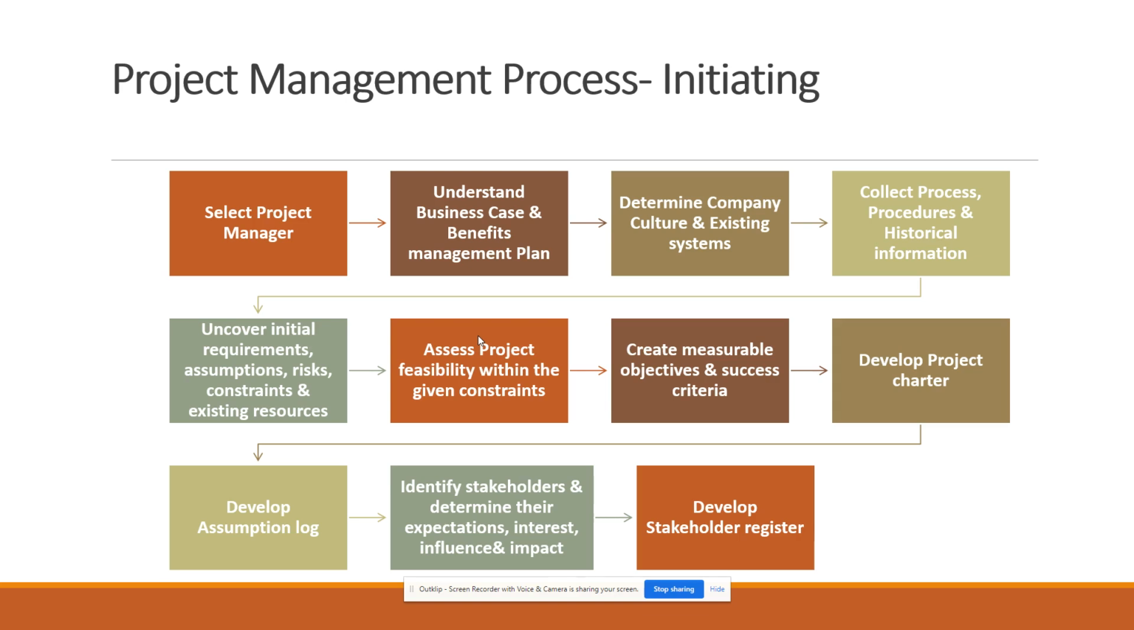The next thing is the historical information he needs to collect. That is OPA, organizational process assets. Those things he needs to study. Once he is done, he uncovers the initial requirements, assumptions, risks, constraints, and the existing resources for the project. After that, he assesses whether he is able to do the project within these constraints or not, and how to do it. Then he will create one measurable objective. What will be the success criteria? He will do that.